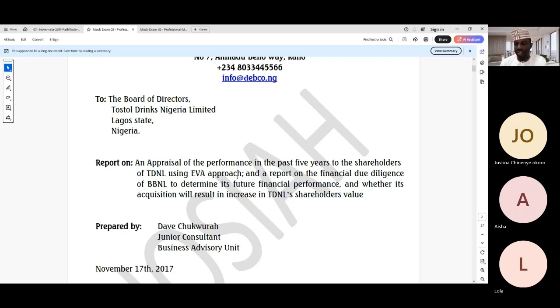using EVA approach, and a report on the financial due diligence of BBNL to determine its future financial performance and whether its acquisition will result in increase in TDNL's shareholder value. So state it, don't write otherwise.